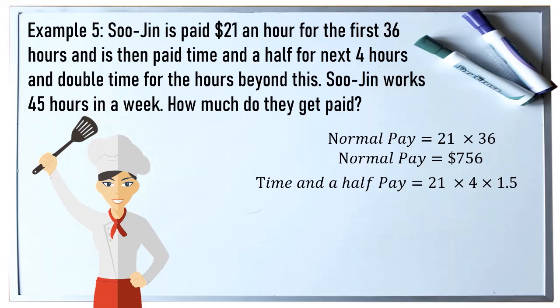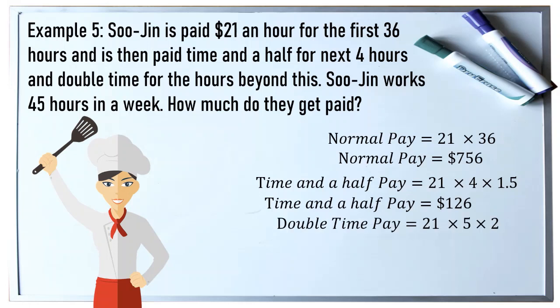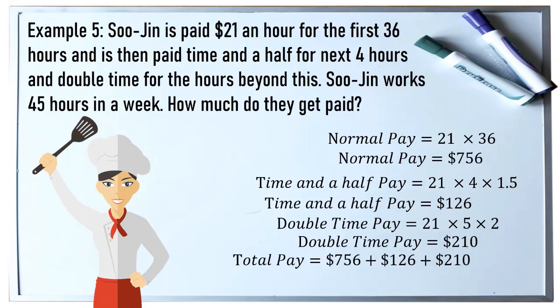Time and a half, well, there was 4 hours worked at this rate. So 21 times 4 times 1.5 gives us $126. There's still 5 hours not accounted for, which is going to be our double time pay. So 21 times 5 times 2 gives us $210. In total, we end up with $1,092.